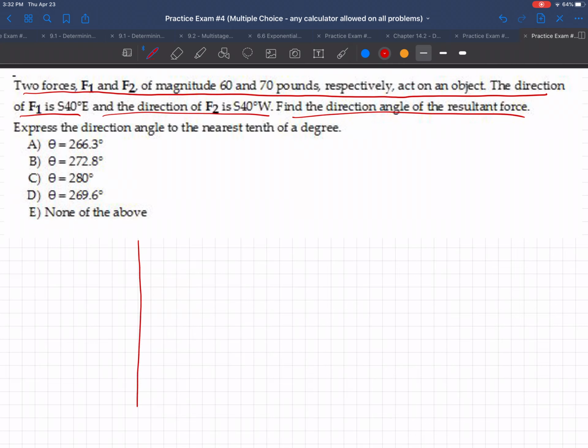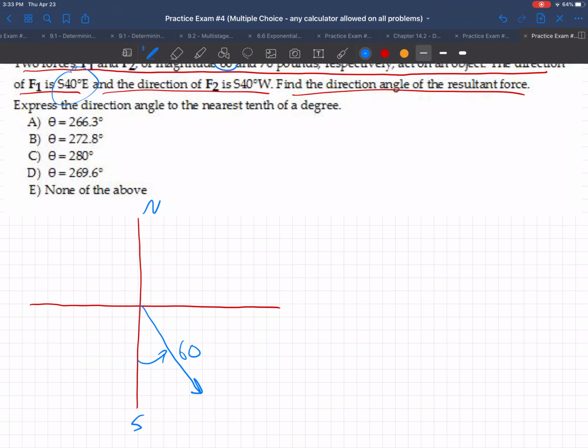So let's draw what's going on here. We're going to have the first vector, 60 pounds, south 40 east. So that's about like that. It's 60 pounds, and this is north, south, east, west. So that's south, but 40 east. This is 40 degrees to the east. So this is south, 40 east.